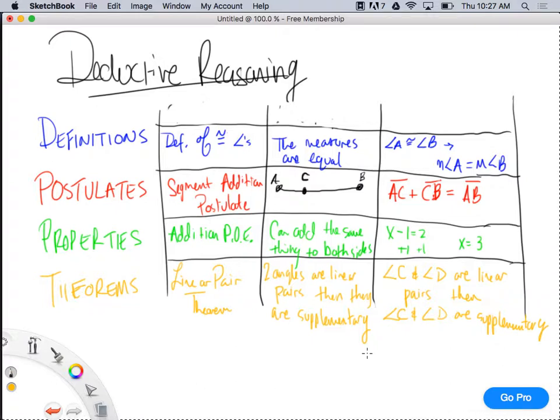Okay? So these are all tools that we need to have in our toolbox. We know the definition of congruent angles. We know the segment addition postulate. We know the addition property of equality. We know the linear pair theorem. There are other definitions, postulates, properties, and theorems that we know. Those are in our toolbox based on the lessons that we've already gone through. We have to be able to use them, because we need those tools to do our deductive reasoning, to come up with our conclusion in our geometric proof.